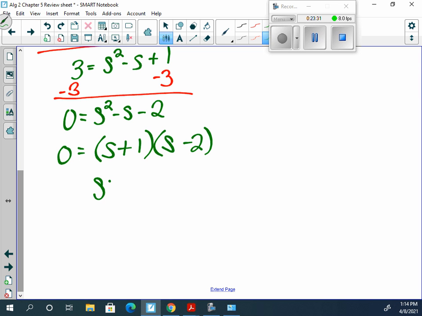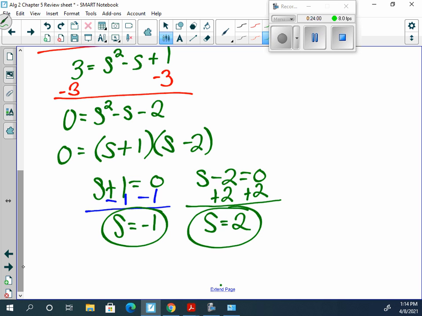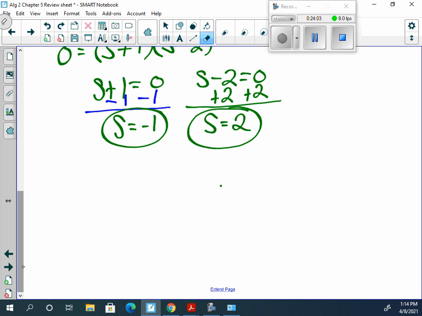Now we do have two things multiplied together to equal 0, which means one of them has to be 0. So either s plus 1 is equal to 0 or s minus 2 is equal to 0. And at this point here, we can solve for the value of s by subtracting 1 from both sides, which would tell me s is equal to negative 1. And here we can add 2 to both sides. Tells me s is equal to 2. So these are the two answers that we get.